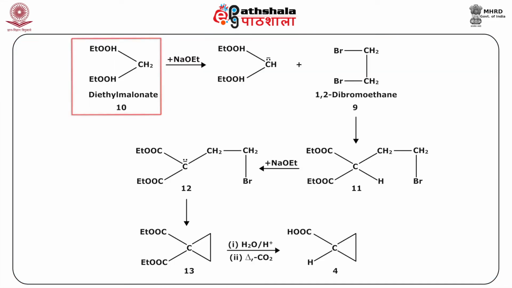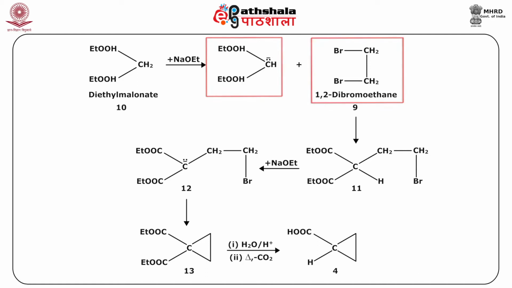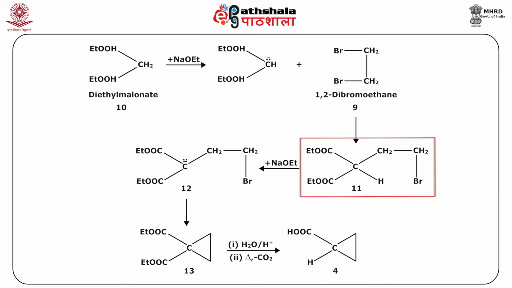Looking into the synthesis of the compound, the reaction sequence for the synthesis of cyclopropane carboxylic acid 4 is given in the figure in step 1. The reaction of diethyl malonate, represented by structure 10, treated with a strong base gives a carbanion. This carbanion then reacts with 1,2-dibromoethane to give monobrominated compound 11.